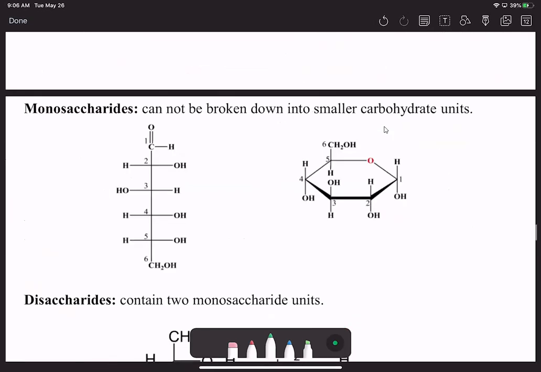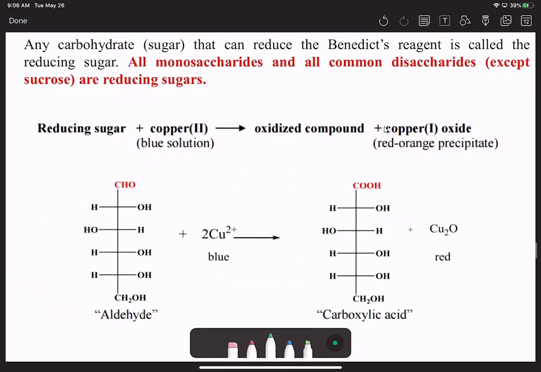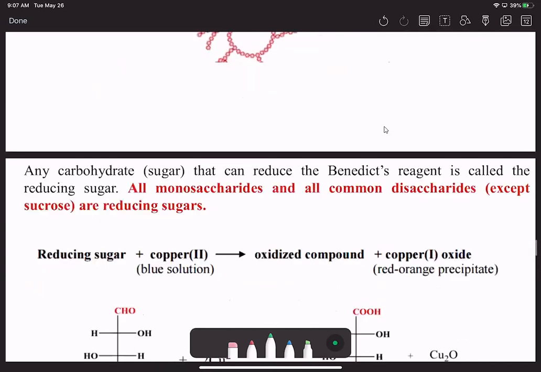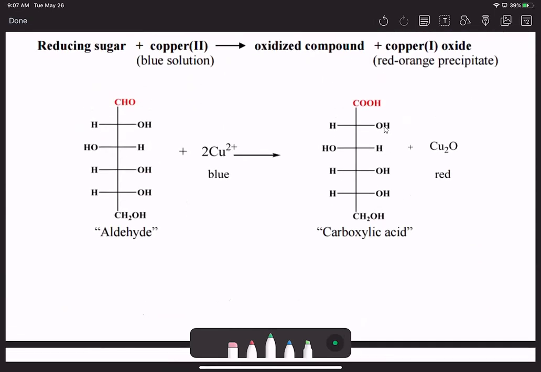So I'm going to skip this section real quick. We'll go back to it. They will all oxidize. So here we have this reaction here. So we're going to go back to some general chemistry real quick.